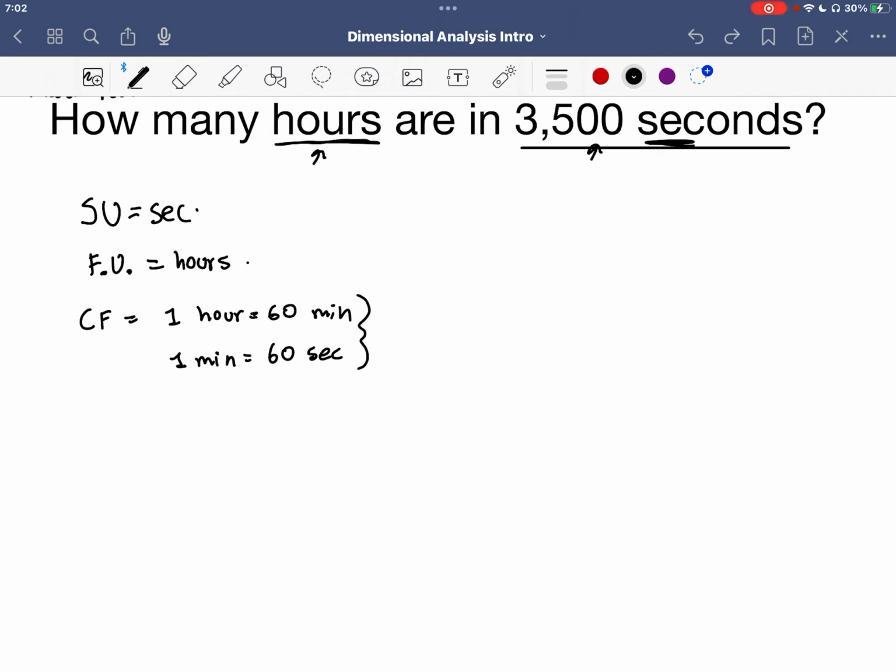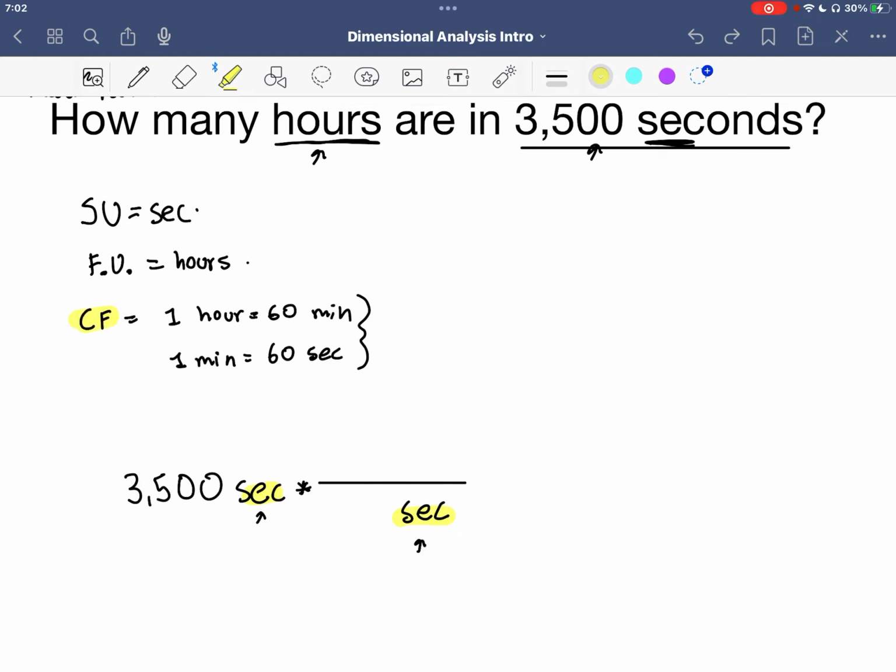What do we start with? Hopefully you remember, we start with whatever measurement they give me, 3,500 seconds, times. Units on bottom, started with seconds. Seconds have to go in the bottom so that they cancel. I have seconds here, they're going to cancel.